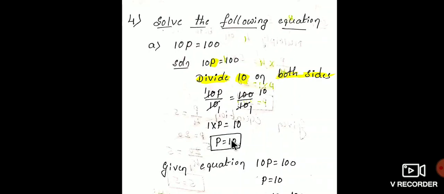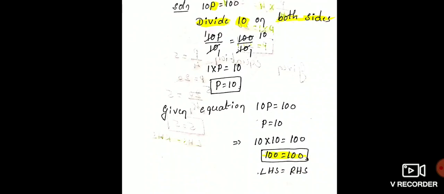We have solved it here. We must check whether the given value holds good or not. So 10p is equal to 100, and the value of p is equal to 10. That means we have to substitute the value of p here. That is 10 into p, that is 10 into 10, which is equal to 100. 10 tens are 100. 100 is equal to 100. Then LHS is equal to RHS. It holds good. Therefore p is equal to 10 is the solution for the equation.